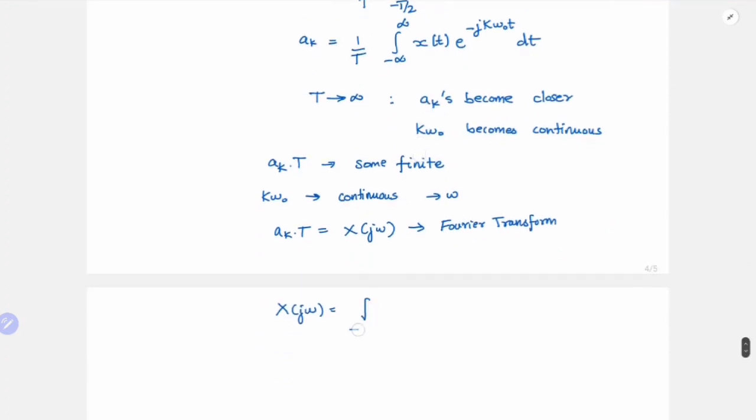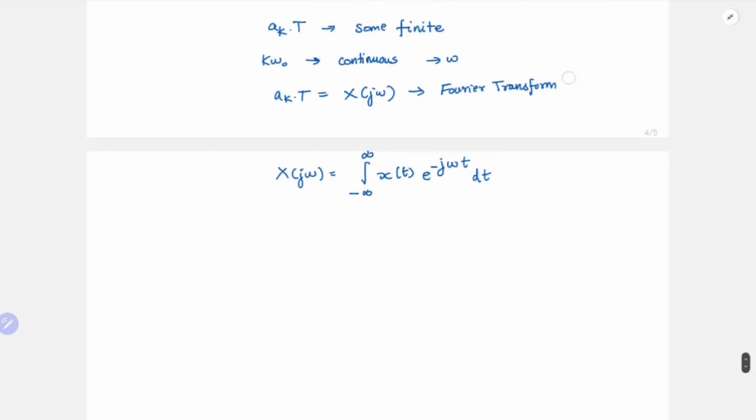And on the right hand side, I have the integral from minus infinity to infinity of x of t e power minus j k omega naught t, which becomes omega t, dt. So it is similar to the Fourier series coefficient we found for the Fourier series, but since it is continuously varying, we don't call it a coefficient and we just call it the Fourier transform. So now we can also write ak in terms of x of j omega, right?